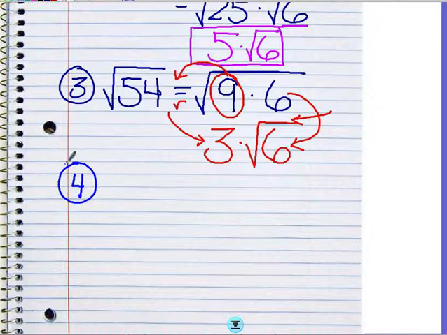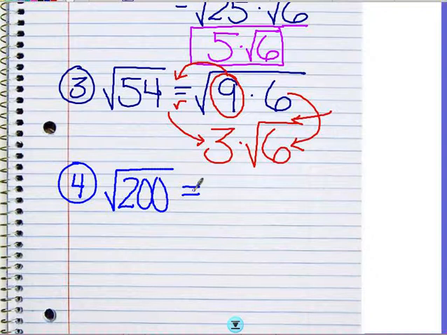Let's try another one. The next one is the square root of 200. Stop the video and please try this one. Here's what I think you did.